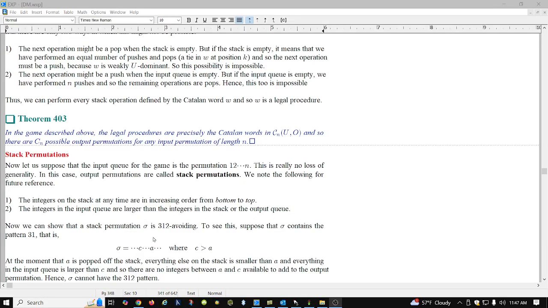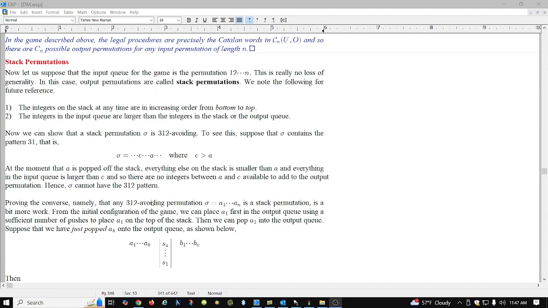Now we can show that a stack permutation, which I'll call sigma, is 3, 1, 2 avoiding. And here's how we see that. Suppose that sigma contains the pattern 3, 1. So sigma would look like this. Some stuff here, C, more stuff, A, more stuff, potentially, where C is bigger than A. That's the 3, 1 pattern. Integer followed by smaller integer.